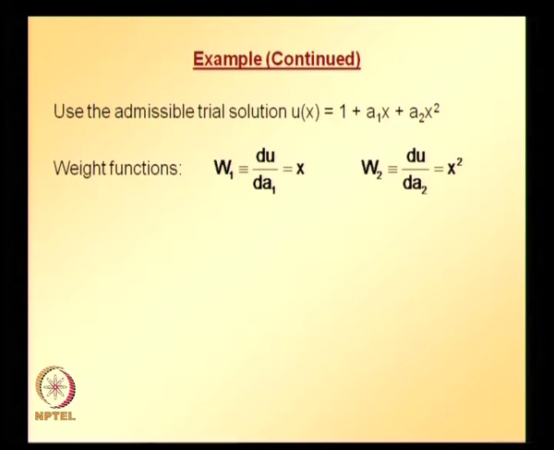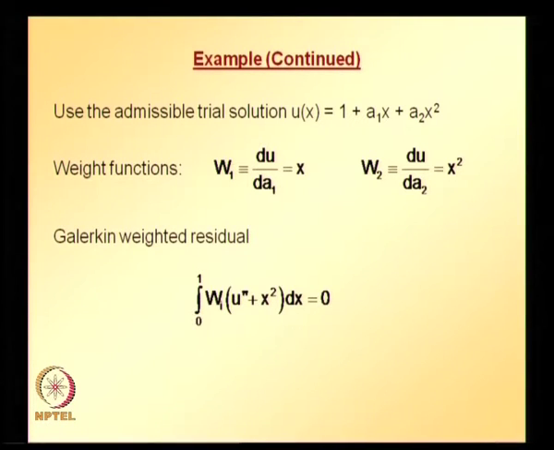And now once we have the admissible trial solution, the weight functions for the Galerkin method are defined like this, that is, the derivative of u with respect to the unknown coefficients is the weight function. Here you have two unknown coefficients, a1 and a2, so you get two weight functions. w1 is the derivative of u with respect to a1 and w2 is the derivative of u with respect to a2, and w1 turns out to be x and w2 turns out to be x square.